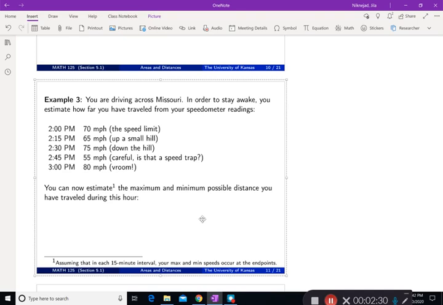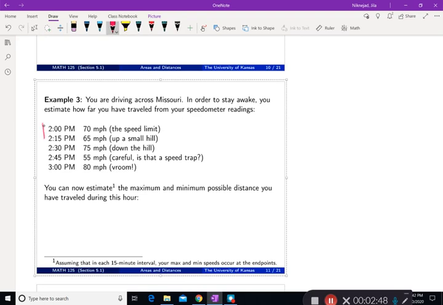You can now estimate the maximum and minimal possible distances you have traveled during this hour, right? You just go with the maximum speed in each time interval. Look at the time intervals. One time interval is from 2 to 2:15. Maximum speed is 70 in that time interval, which is 15 minutes. The minimum speed is 65. Now if I go from 2:15 to 2:30, the maximum is going to be 75, the minimum is 65. Again, another time interval.